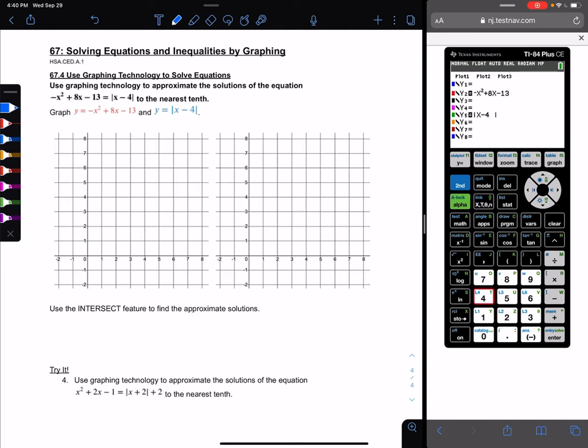What I'm looking for is specific points, so I'm going to go to my table. But remember, in our last video, we changed the table settings. So we're going to hit second and go to our table set, and we want to change our table start back to 0, and our table change we just want as a 1. That'll give us specific points that we can work with. So second table, and now we can match up points and graph.